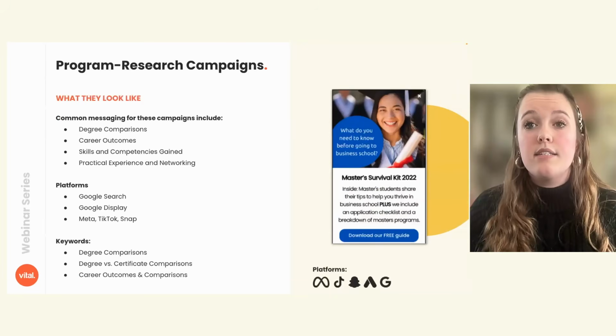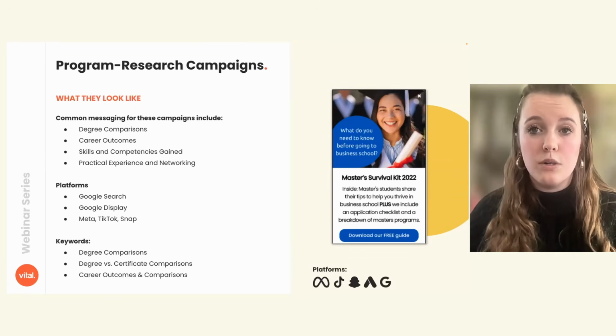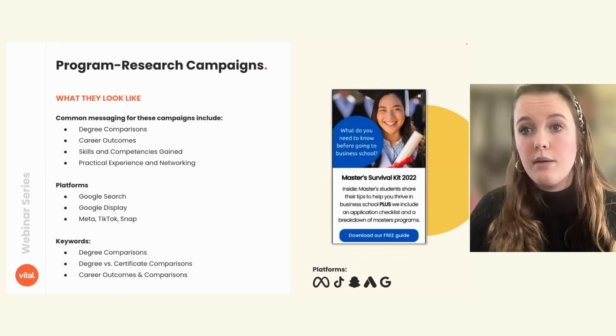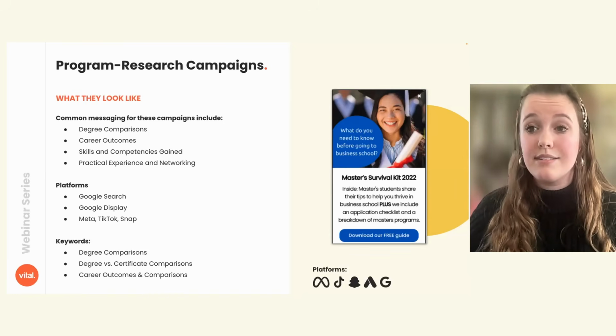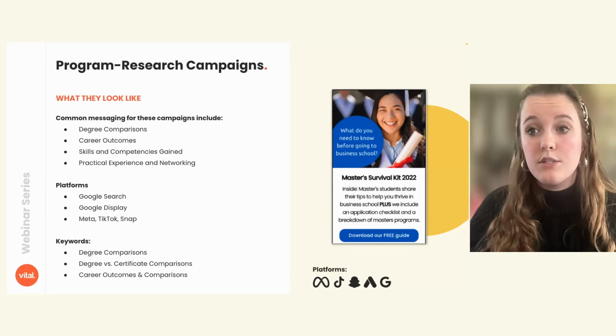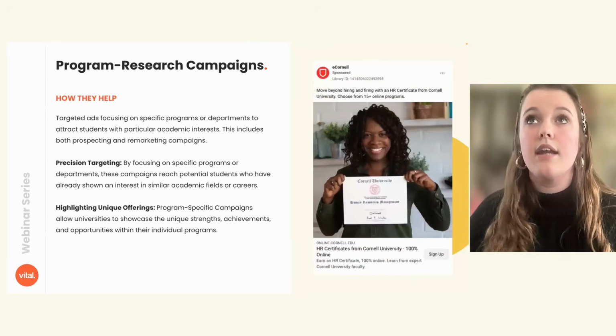So we can target some keywords related to degree comparisons here, things like versus searches, one degree versus another, and career outcomes like career opportunities, job placements, salary expectations, things like that. All of this we can use within our ad copy. And the key here is what offering we're going to provide for these students. So we'll see that in a subsequent slide.